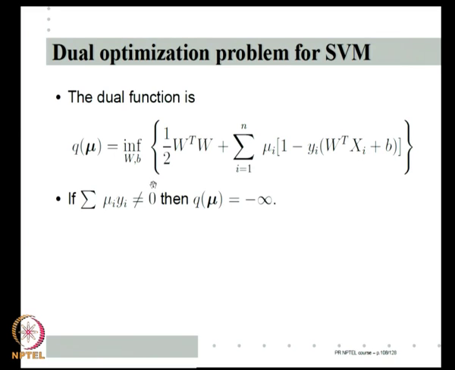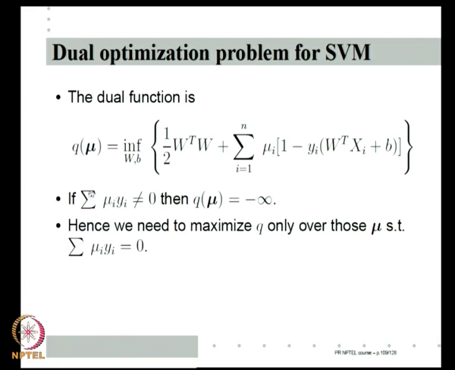Now, I am taking the infimum with respect to both w and b. So, as you already know, it is like minimizing a linear term, b into some summation of mu_i y_i minus the summation of mu_i. So, if summation mu_i y_i is not equal to 0, then q(mu) is equal to minus infinity, because the infimum will be only minus infinity. Ultimately, because I want to maximize q, I need to only look at those mu for which summation mu_i y_i is equal to 0.